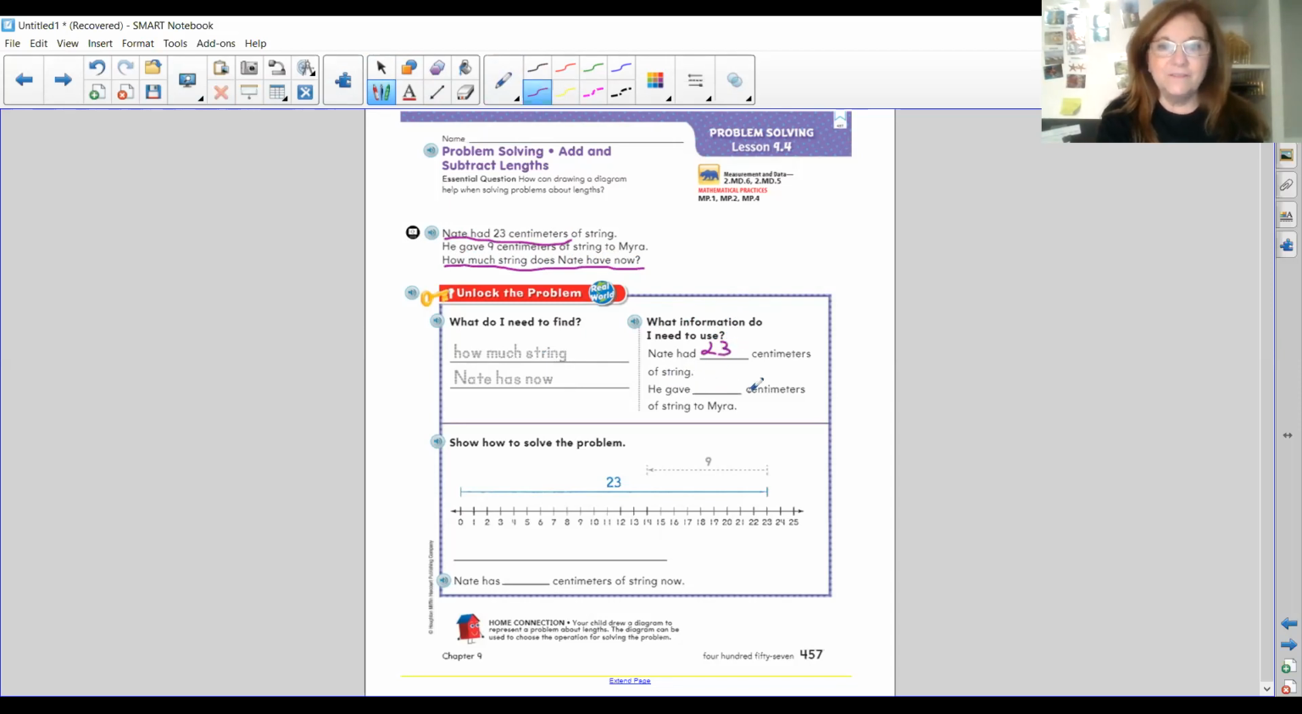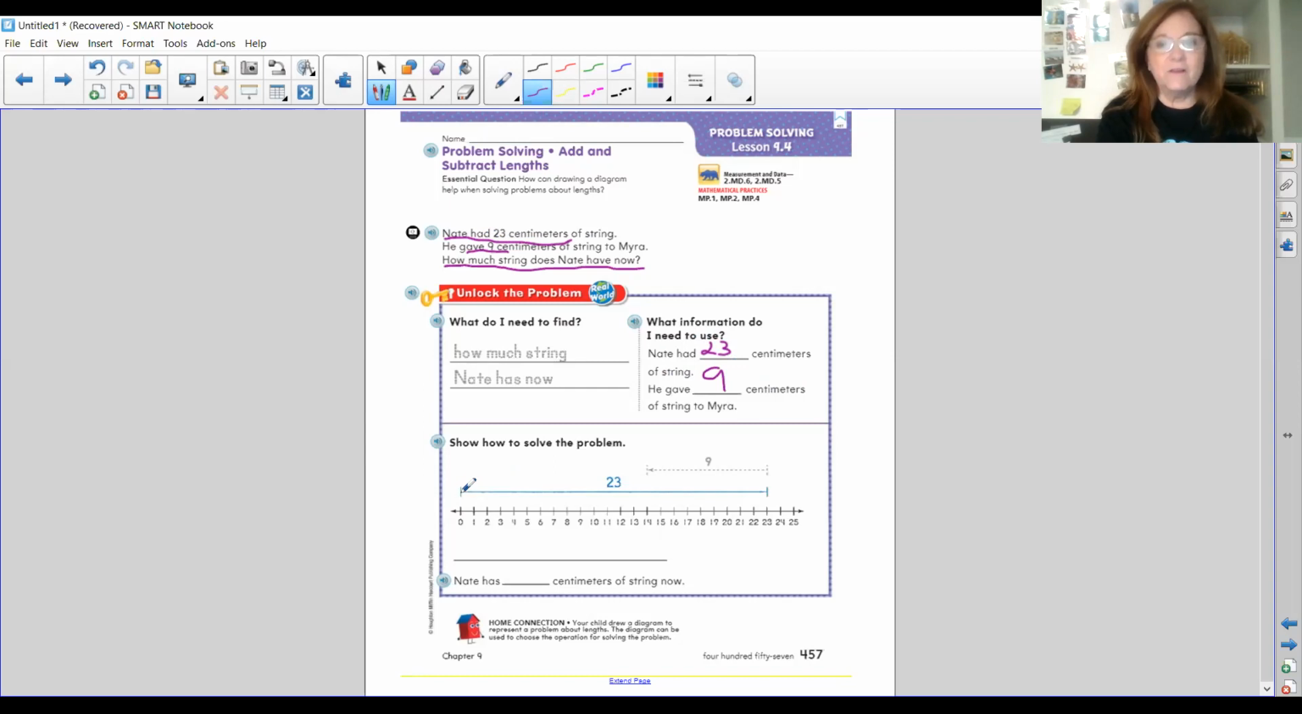And he gave some away. So when you give away, is that adding or subtracting? That's right. It is subtracting. So he gave 9 centimeters away. So we'll put a 9 there. That's the information that we need to use to solve the problem.